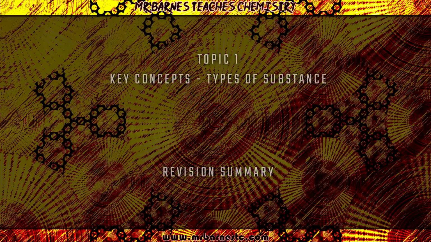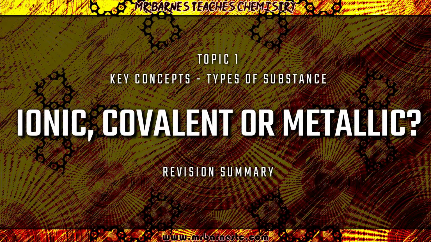The next section of this video is going to look at how you can work out whether something is ionic, giant covalent, simple covalent, or metallic just by looking at the properties in a table. And also, how can you use an experiment to find out if something is ionic, covalent, or metallic.